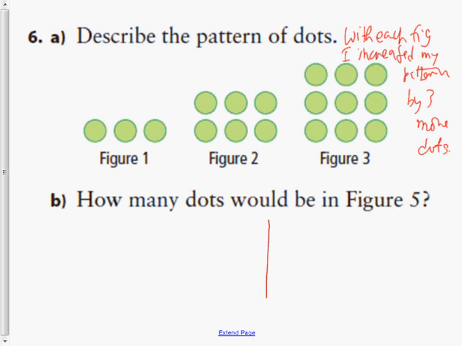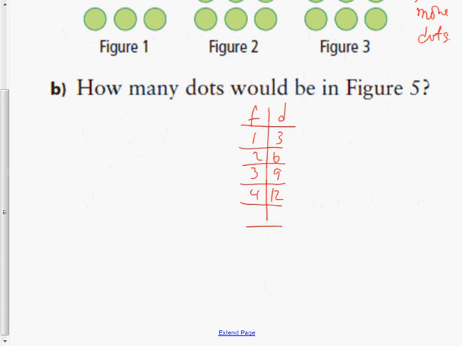Well, what I'd like to do is just kind of make this table again and put F for figure and D for dots. Figure 1 is 3 dots. Figure 2 is 6. Figure 3 is 9. Figure 4 would be 12. And if I was to complete this table, figure 5 would be 15 dots. And I use my table to get that information.